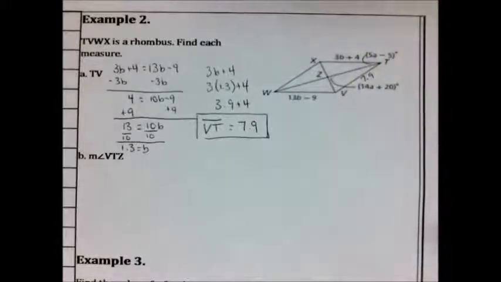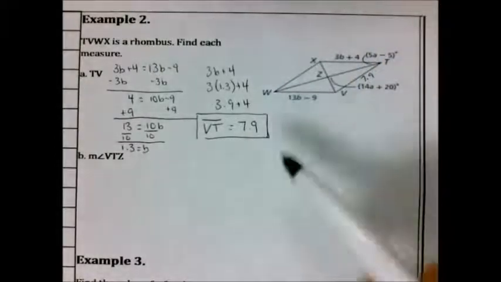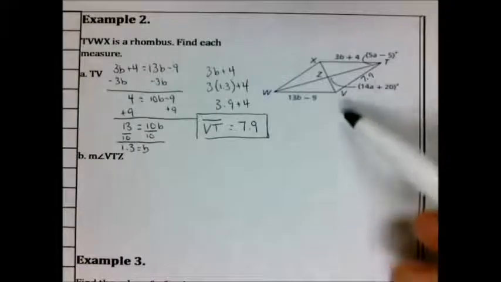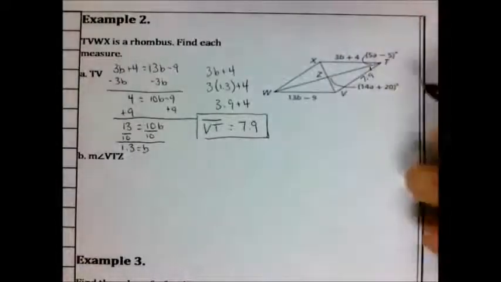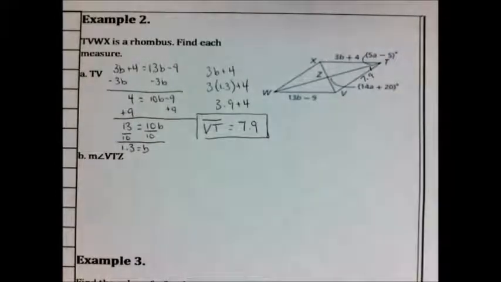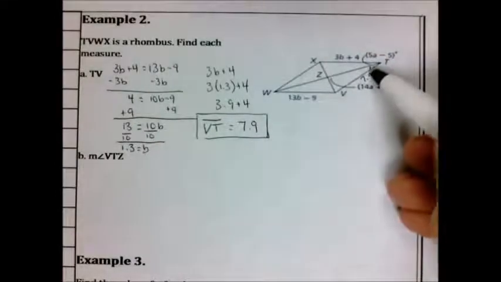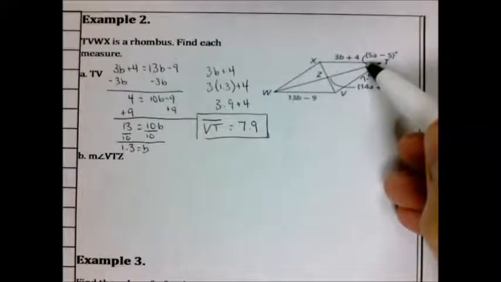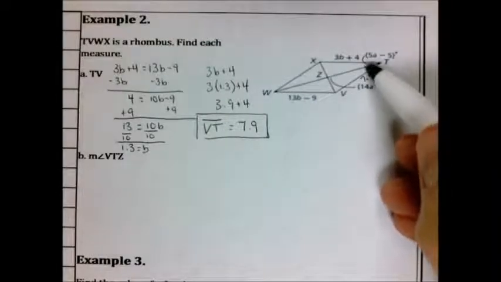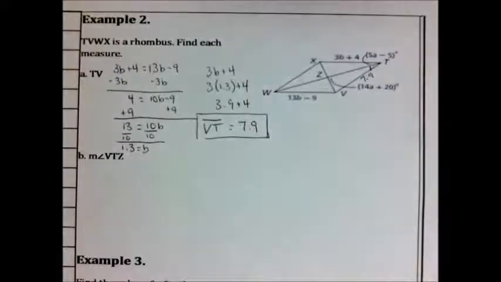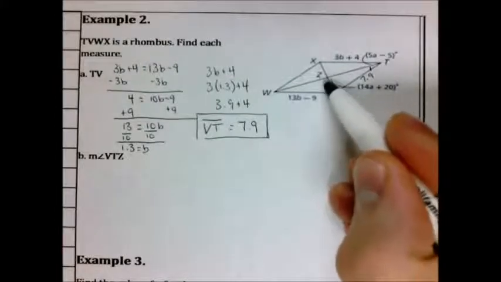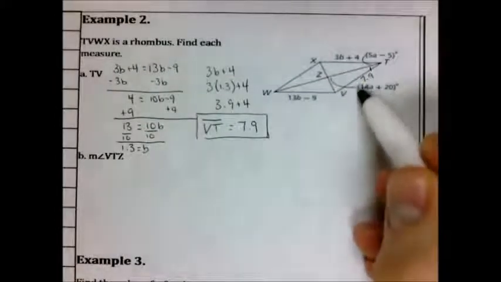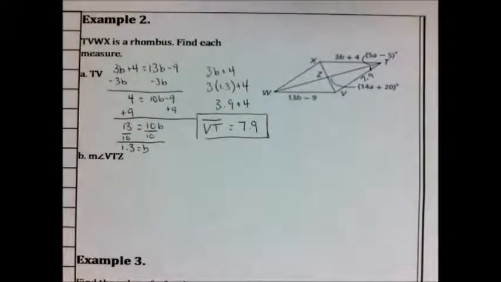Alright, now the second part, it wants us to find the measure of angle VTZ. VT and then Z. So we're looking for this little angle right here. Okay, and we know that by the definition of those rhombuses, this angle right here is going to be the same exact thing as this angle up here, right? Those two angles are going to be congruent. We also know something else about rhombuses. We know that each one of these is a right angle, which means that 14a plus 20 has to be equal to 90 degrees.